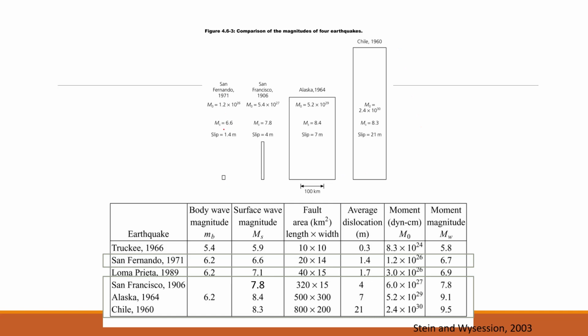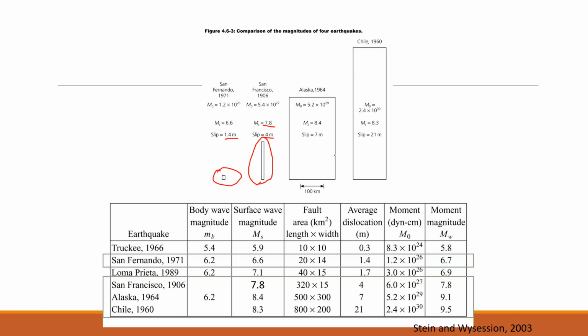San Fernando, which is a 6.6 on the surface wave magnitude, was this tiny little earthquake, and didn't slip very much. Note, if we look at body wave magnitude, it's a 6.2, which is the same as all of the other 3. The San Francisco one slipped a larger area. It slipped more. It was 4 meters. It's now a 7.8 on the surface wave magnitude. Again, it showed up as a 6.6. 7.8 is actually what it was on a moment magnitude as well.